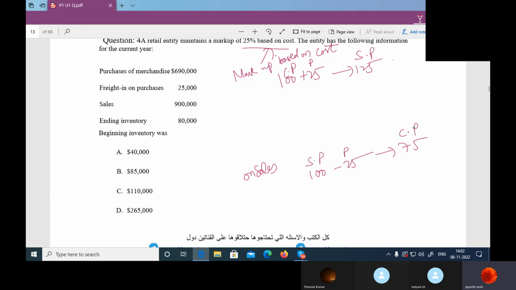Okay. So these are the two different equations you need to understand. Markup is addition and margin is subtraction. These two equations are very important. If they give selling price, you can find cost price. If they give cost price, you can find selling price. Okay.